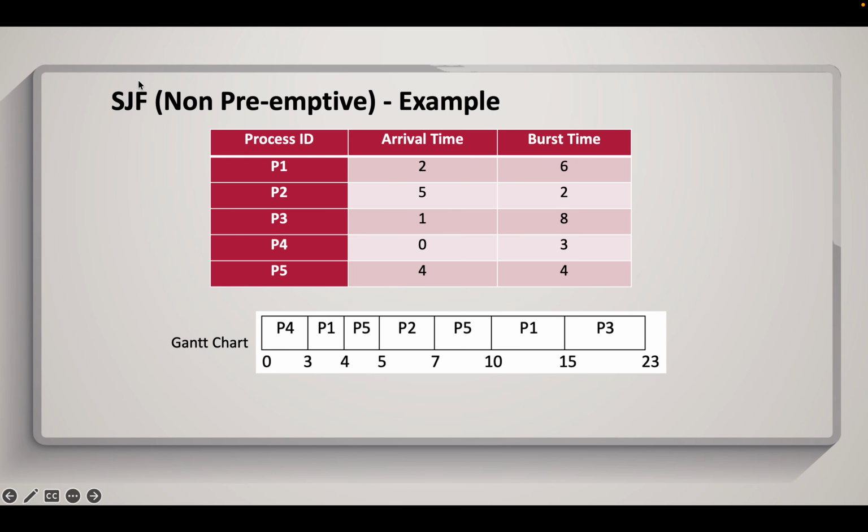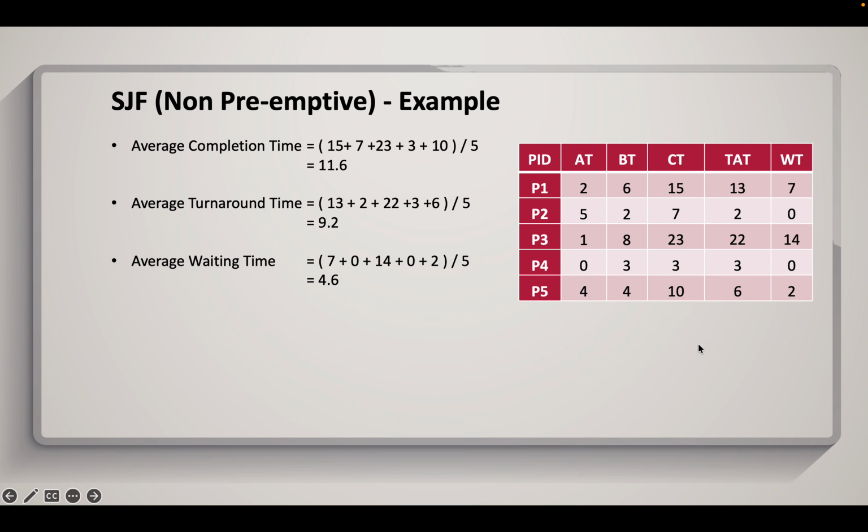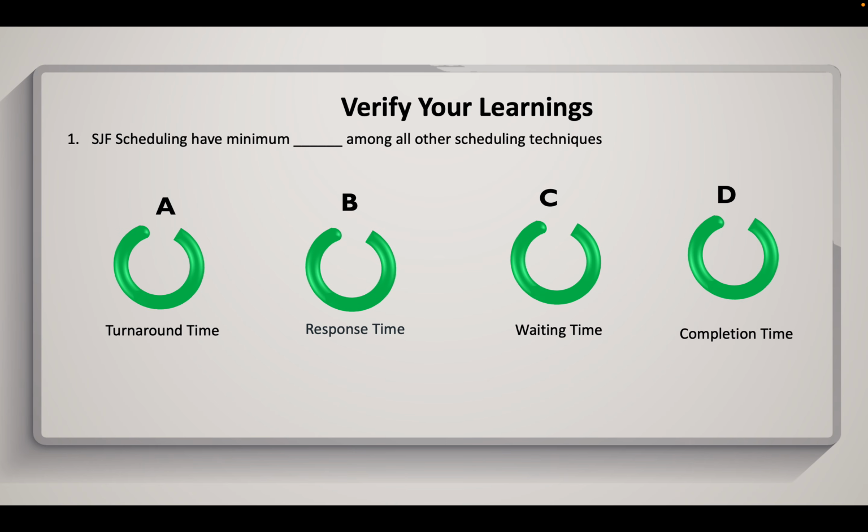Please excuse the heading. This is the preemptive case, not non-preemptive. Completion time, turnaround time, and waiting time can be calculated very similarly to the non-preemptive SJF. Advantage of SJF: maximum throughput, minimum average waiting time.